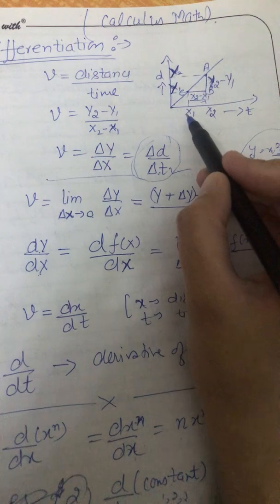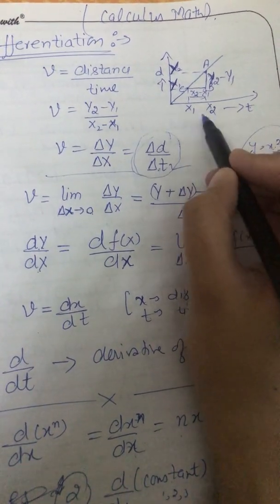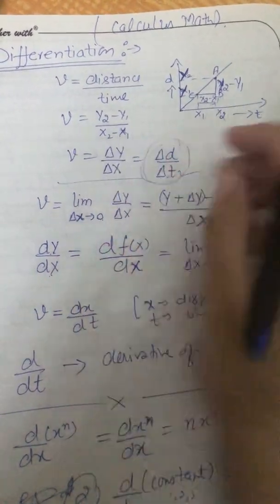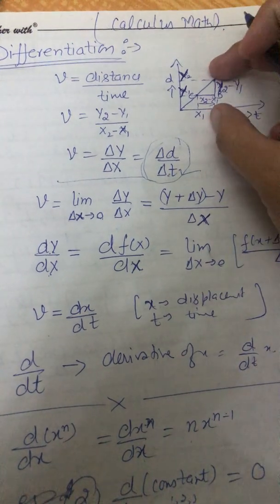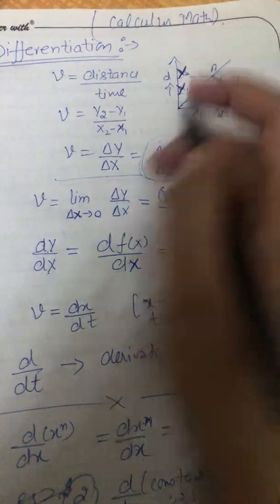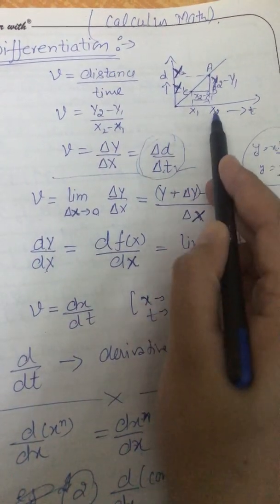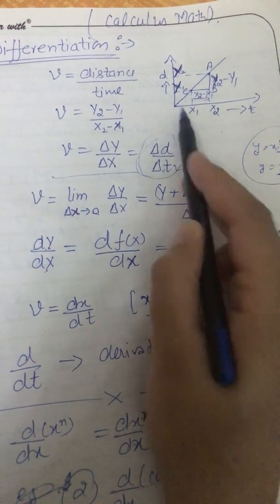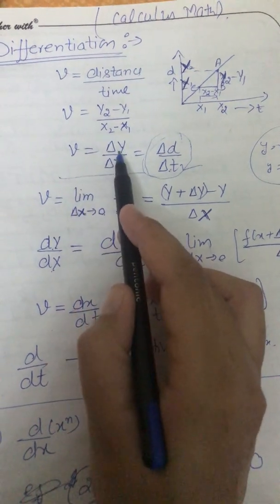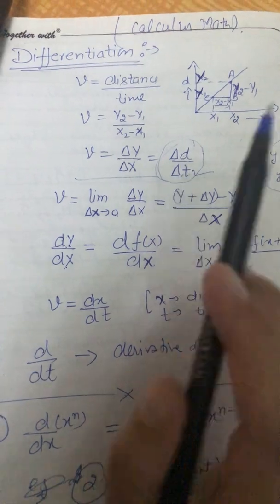In time, let's say x1 to x2. This is the time span and this is the distance covered. So velocity is equal to y2 minus y1, because the total distance is y2 and this is y1, and this much distance will be y2 minus y1. Similarly, this time is x2, this is x1, and this much time will be x2 minus x1. So velocity is change in distance divided by change in time.